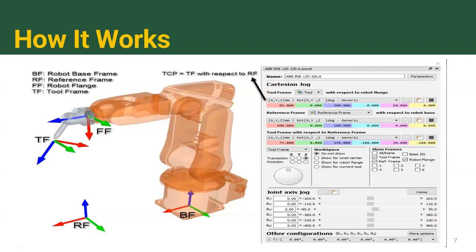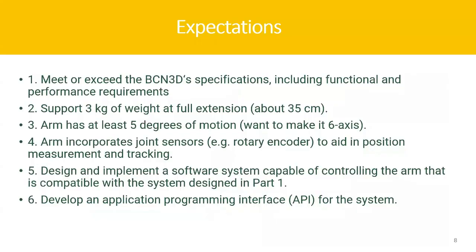We also have some basic requirements for our robotic arm, such as supporting a minimum weight of 3 kilograms at full extension, and supporting a minimum motion of 5 dimensions. Because of time constraints, I'm not going to go over every requirement here. If you want to know, please read our design report for a more detailed explanation. Now we come to the demonstration stage of our prototype.